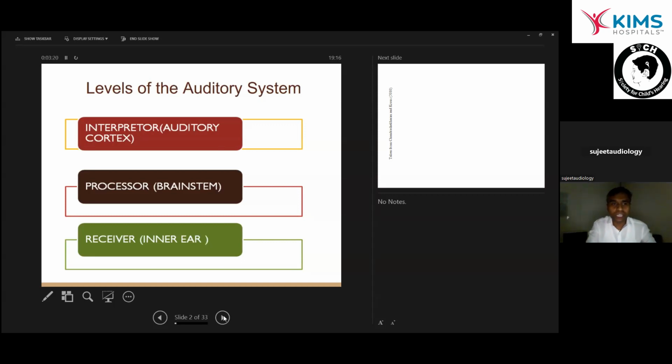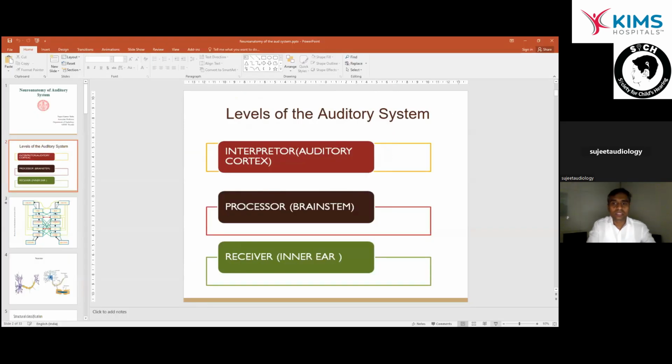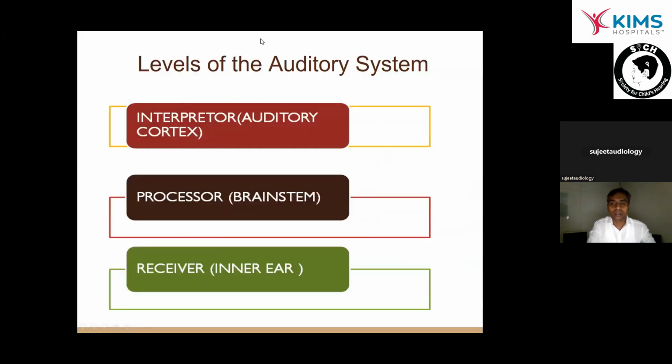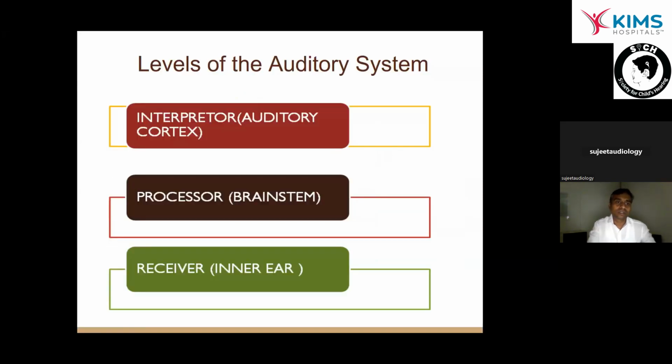Sujit, sorry to disturb you. Can you just maximize your screen? Yeah, we can see your notes also side by side. Okay, just one second. So this is full screen. No, it is in the full screen only. Just one second. Okay. Yeah, you can do that. Yeah, it's better. Yeah, it's fine now. Yeah, thanks, man.